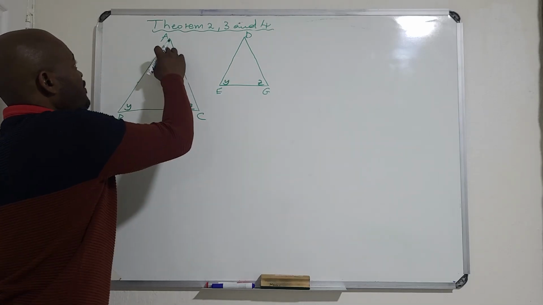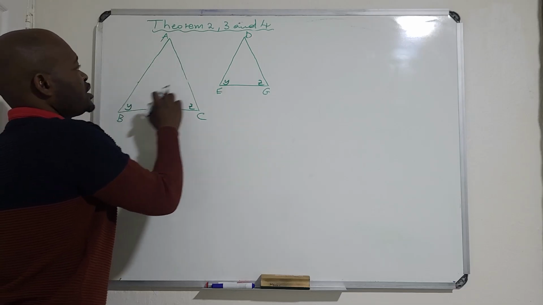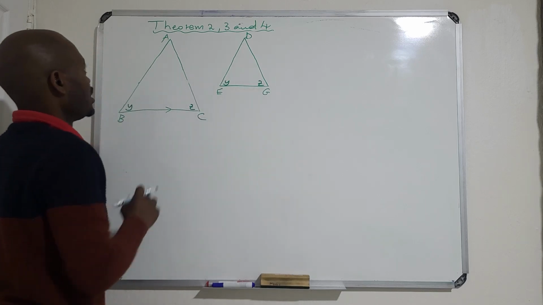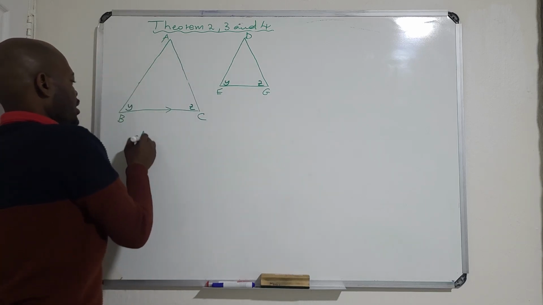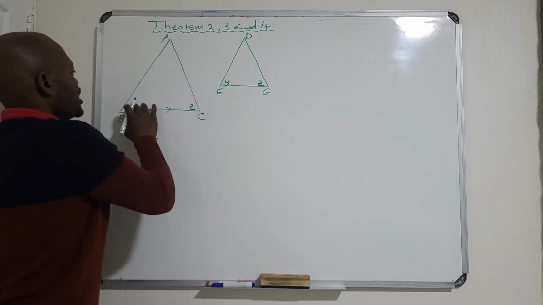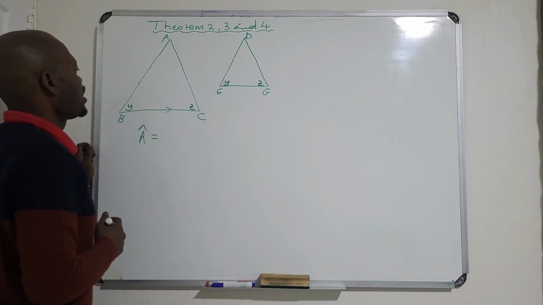It is because we can find angle A, and thus we can see that angle B is equal to angle E, angle C is equal to angle G. For us to find angle A, we know angle A plus this plus this equals 180, sum of angles on a triangle.